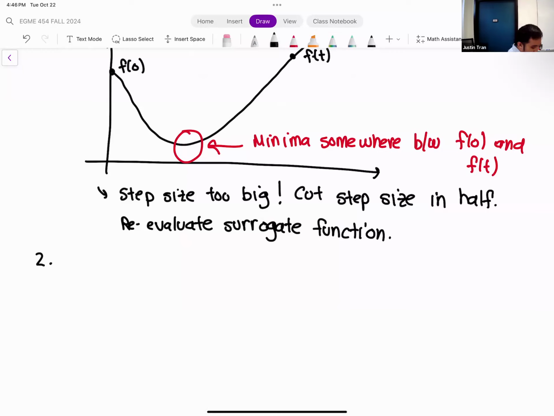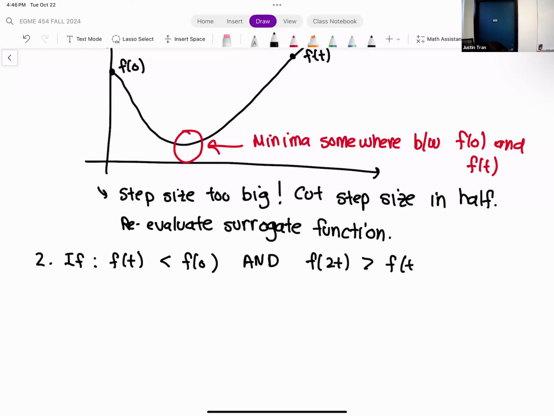Let's see what it looks like when our step size is just right. If f of t, the function evaluation at the midpoint of our domain, is less than f of 0, so our function value actually goes down at the midpoint, and f of 2t is greater than f of t, so by the time we reach the end of the domain, the function comes back up, then what we say in this case is that our surrogate is just right.